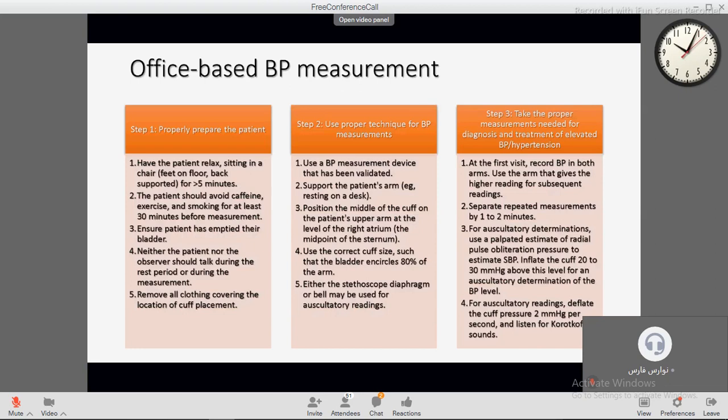So step one, you have to properly prepare your patient. Have the patient relax and sit in a chair, with the feet on the floor and the back supported. And this should be done for 5 minutes. For example, you cannot measure the blood pressure while the patient has recently been walking and then sits on a chair, because this will result in a high reading of blood pressure.